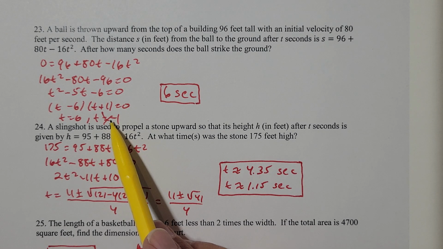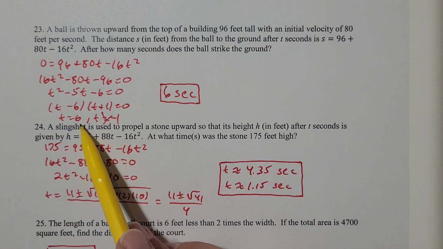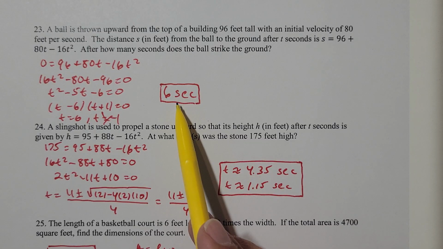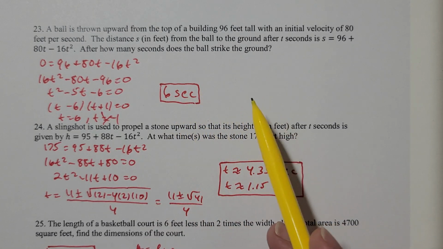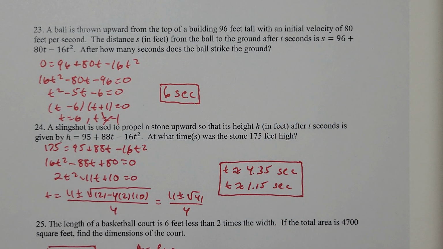t is the time. The time can't be negative. That doesn't make any sense for what we have. So it looks like it's going to be 6 seconds for the ball to strike the ground after it's been thrown up in the air.